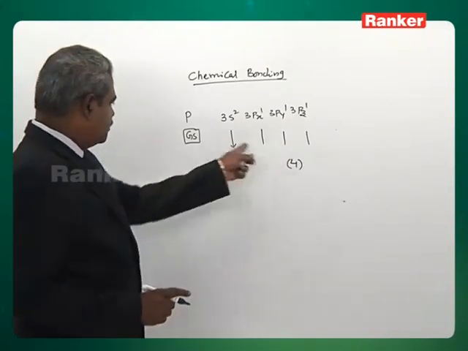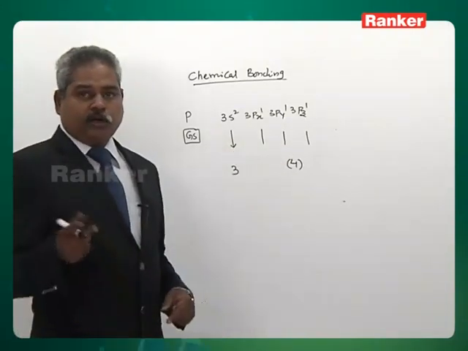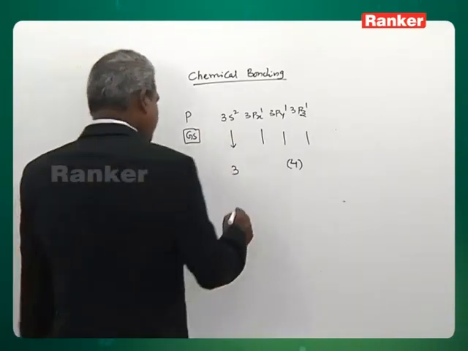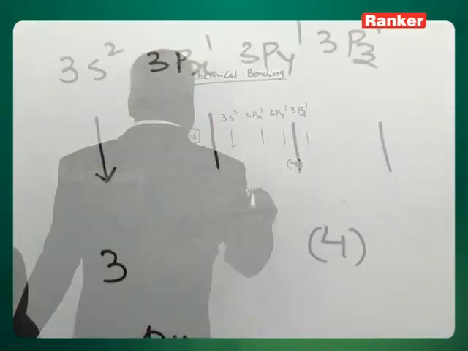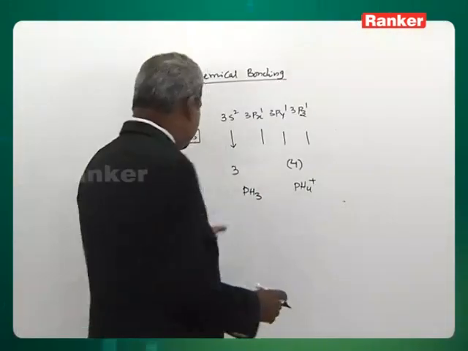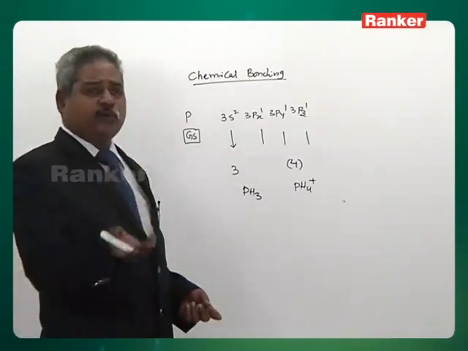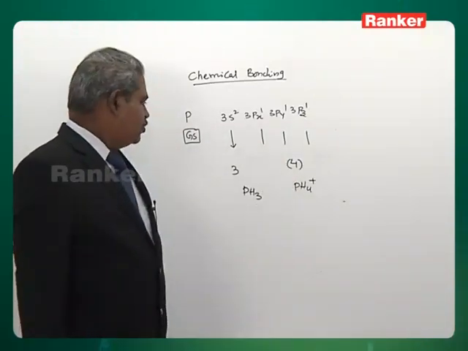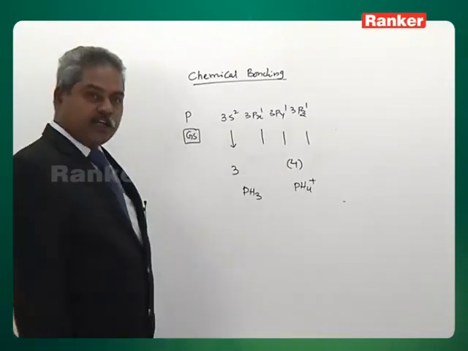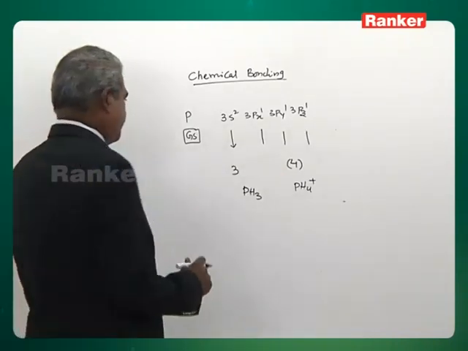But how is the 4th bond formed? The 4th bond is not a normal bond. It is formed only through donation. So PH3, PH4 plus, just like NH3, NH4 plus. This is no new thing. This is only imitating nitrogen, NH3, NH4 plus, in the ground state.